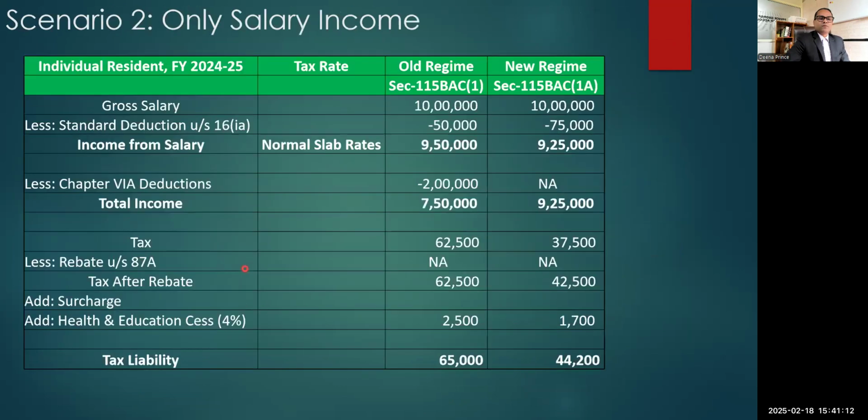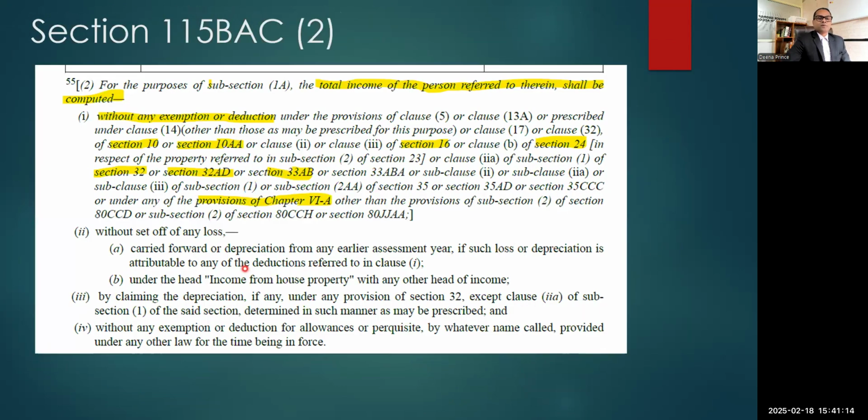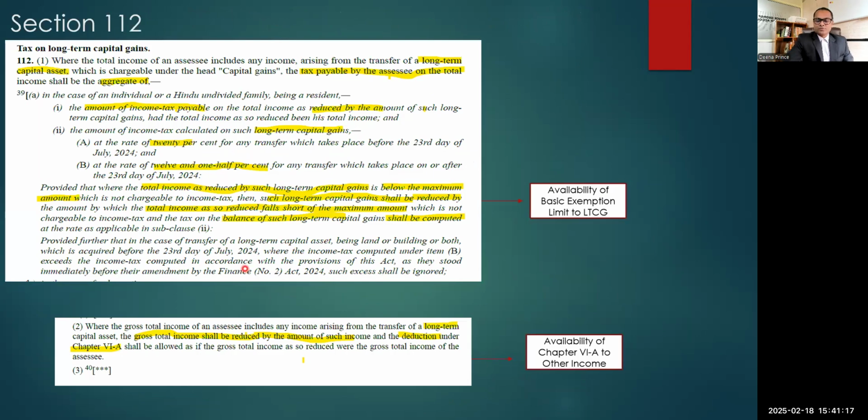Let's read 112. You can read this at your leisure, but I'll just give you the gist of this section. This section allows the basic exemption limit specifically here. It also disallows the chapter 6A deduction. So whatever had to be allowed or disallowed is provided specifically in this section.